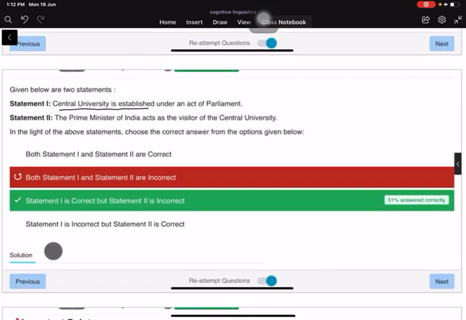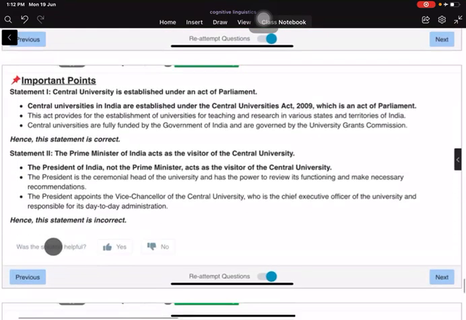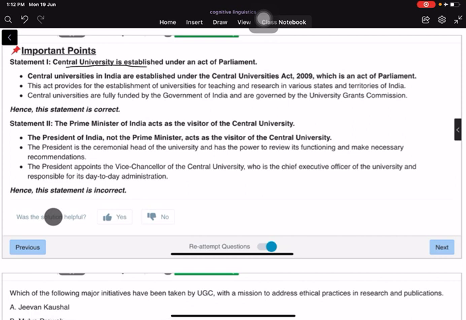Now, central universities are established under an act of the Parliament, that's correct. The Prime Minister of India acts as the visitor of the central university, not correct. The central university is established under an act of Parliament. Central universities in India are established under the Central Universities Act 2009, which is an act of the Parliament.